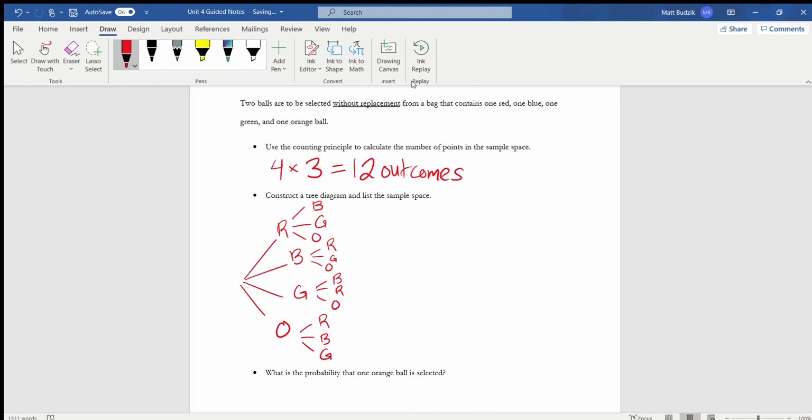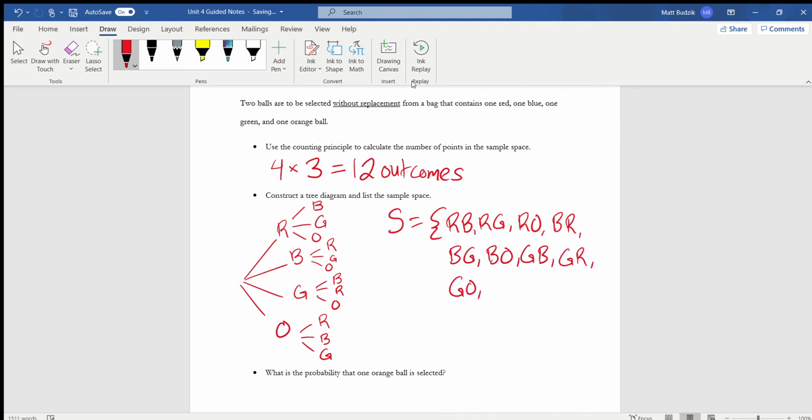And then to list my sample space, again, what you want to do is just follow the branches of the tree. So I could have a red and then a blue, or a red and then a green, a red and then an orange, a blue then a red, a blue then a green, a blue then an orange, green then blue, green then red, green then orange, and then orange then red, orange then blue, and then orange then green. So there's my sample space in my tree diagram for that.